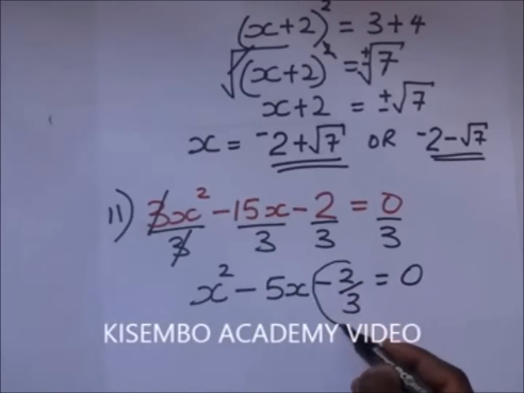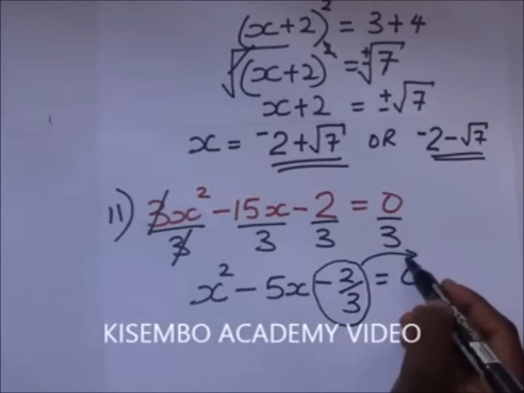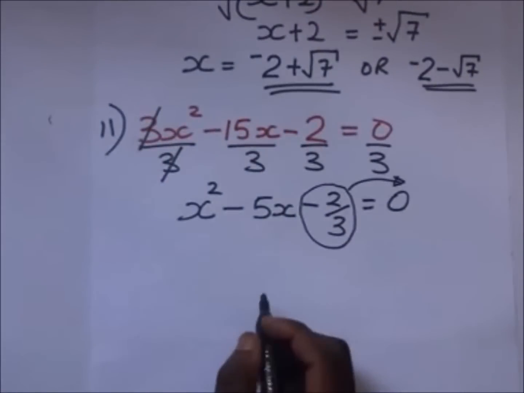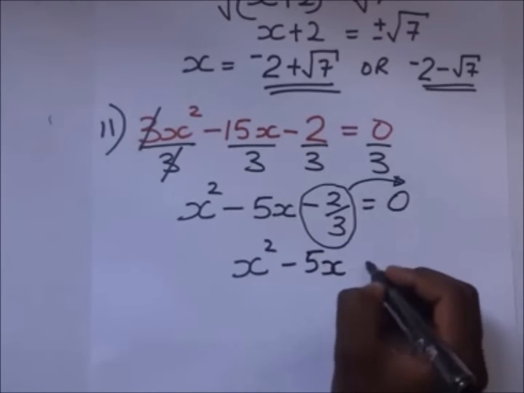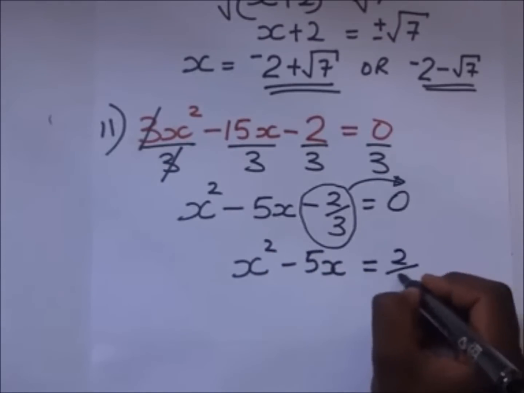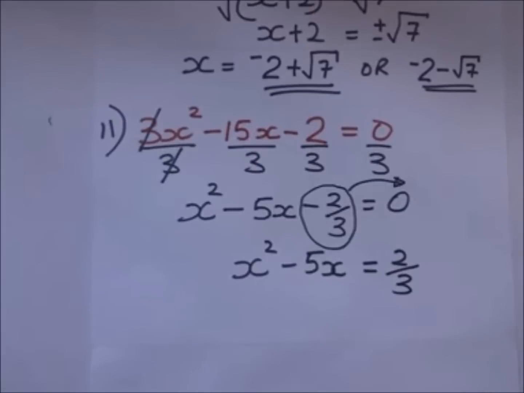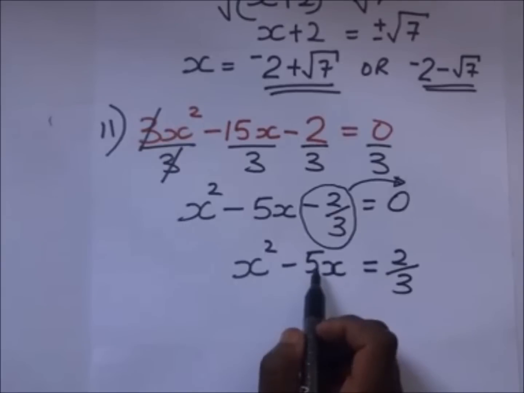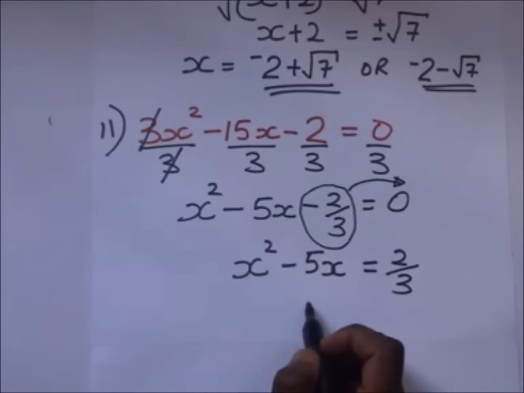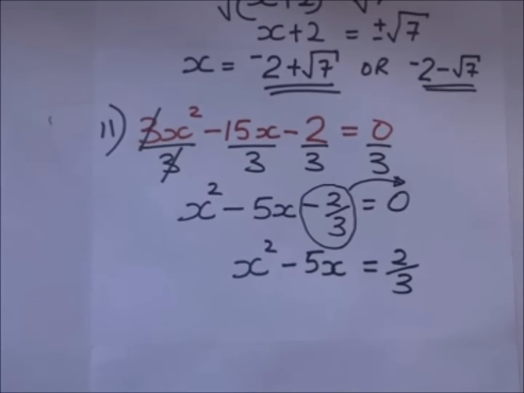So we shall shift this, take it that side. So this is going to become x squared minus 5x is going to give us 2/3. Once it's giving us 2/3, then we shall look at the coefficient of x. The coefficient of x here is negative 5. So what is negative 5 divided by 2? We will get a decimal number, so we will leave it as negative 5 over 2.